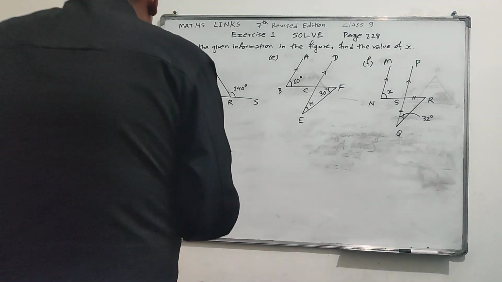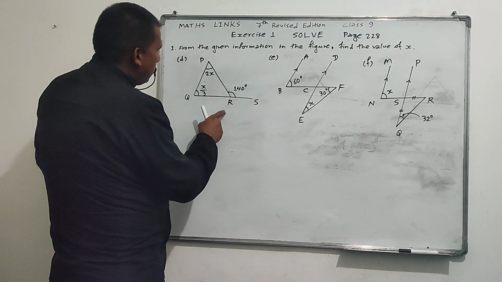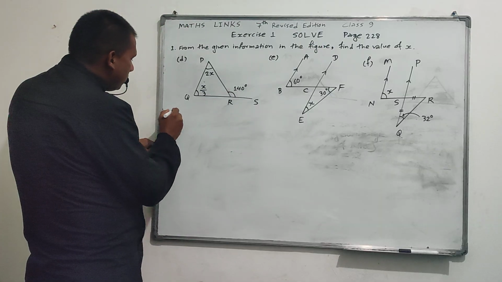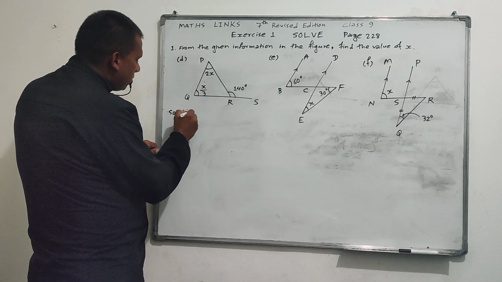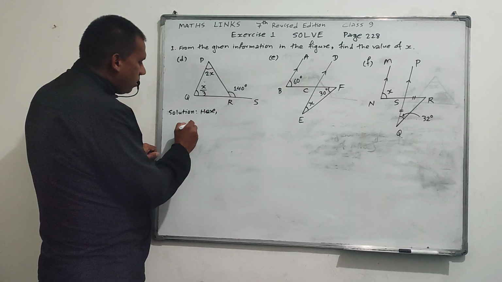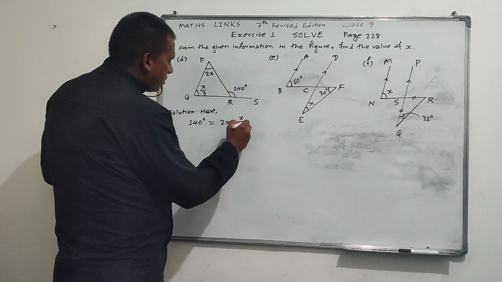Okay students, now question number 1D. In this figure, triangle PQR is given. Exterior angle is 140 degrees. Now its solution. Solution here, 140 degrees equals 2x plus x by 3.